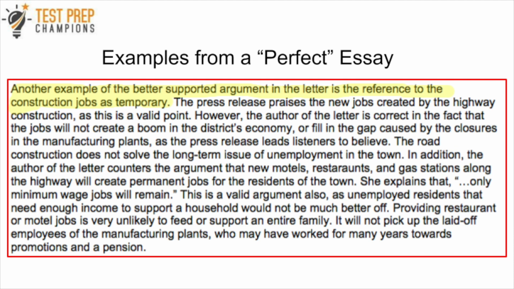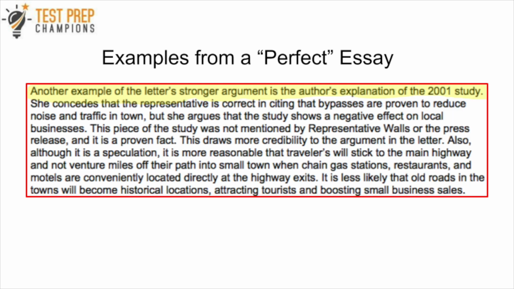So the author of the essay says, another example of the better supported argument in the letter is the reference to the construction jobs as temporary. Okay, so I just want to highlight some really good examples of how to start each body paragraph. So this just starts with another example. And then the last body paragraph also starts with another example. So it says, another example of the letter's stronger argument is the author's explanation of the 2001 study.